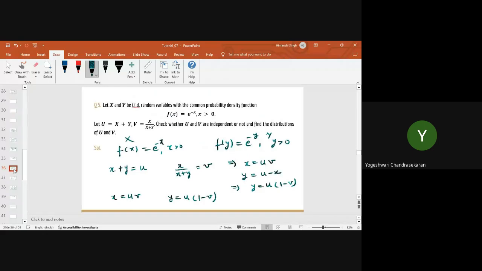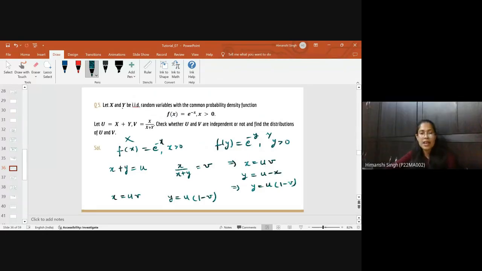Yes, ma'am. Okay. So we have two random variables x and y, where the probability density of both random variables is the same. That is f(x) is equal to e to the power minus x. So for x I can represent it this way and for y it will be this way. So the densities are basically the same. Now if I consider two random variables u and v, which are x plus y and x divided by x plus y, then I need to check whether u and v are independent or not.